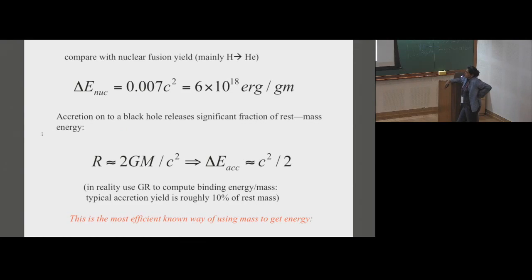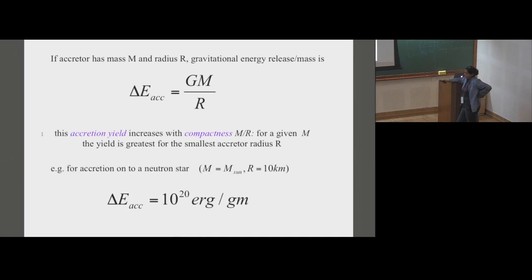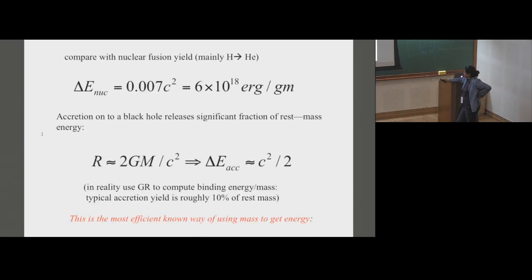And if you compare that with the efficiency of energy extraction with nuclear fusion, you find that energy extraction from accretion is much more efficient than fusion, for example, where you get about 10 to the 18 ergs per gram. Okay? And so accretion onto a black hole will release a much more significant fraction of the rest mass energy than does fusion for the binding energy. So it's an extremely valuable, energetically interesting process.